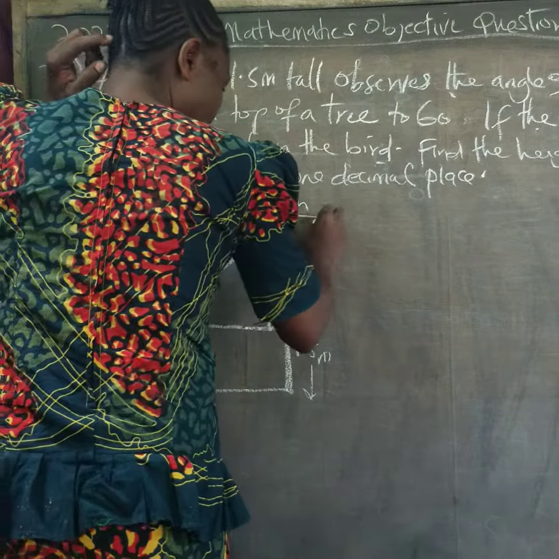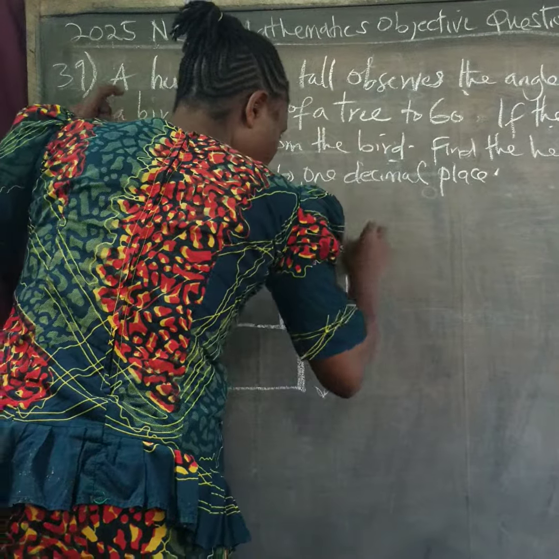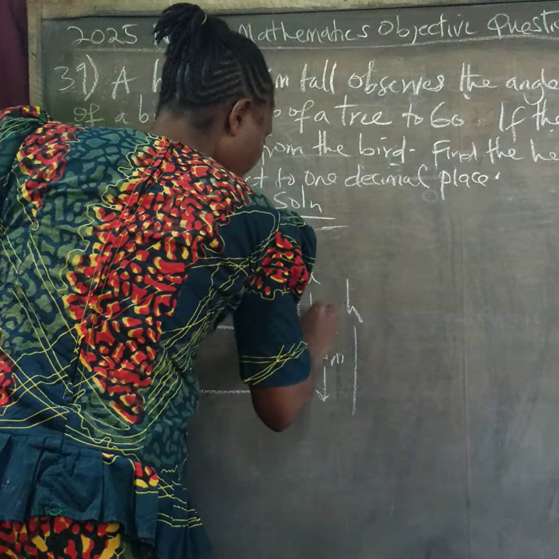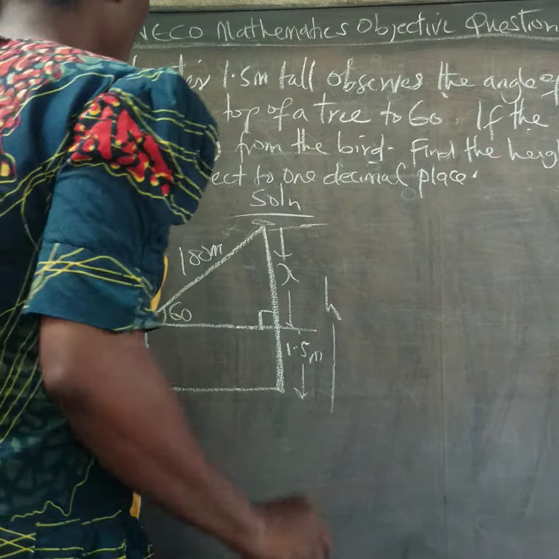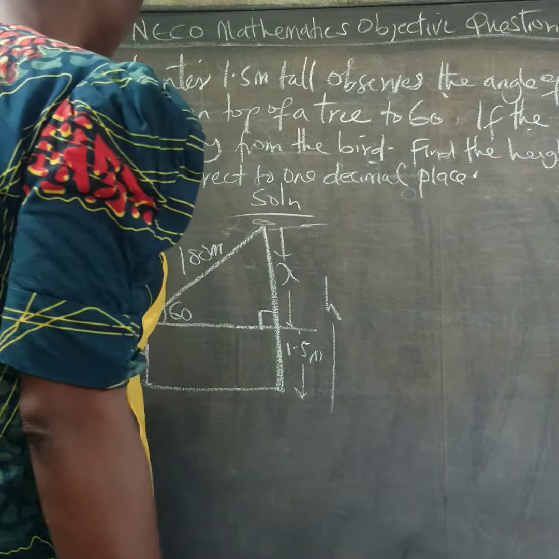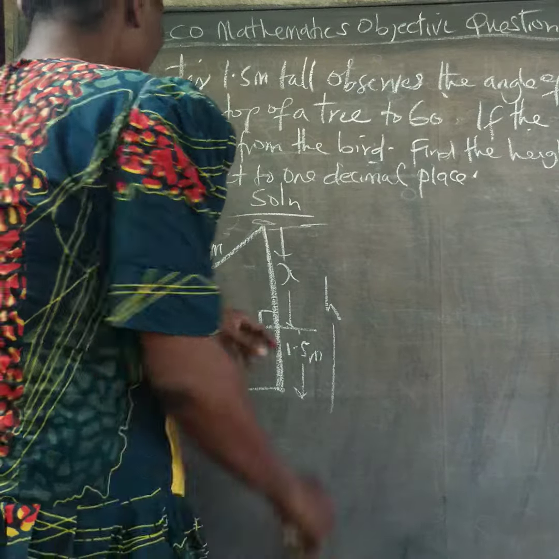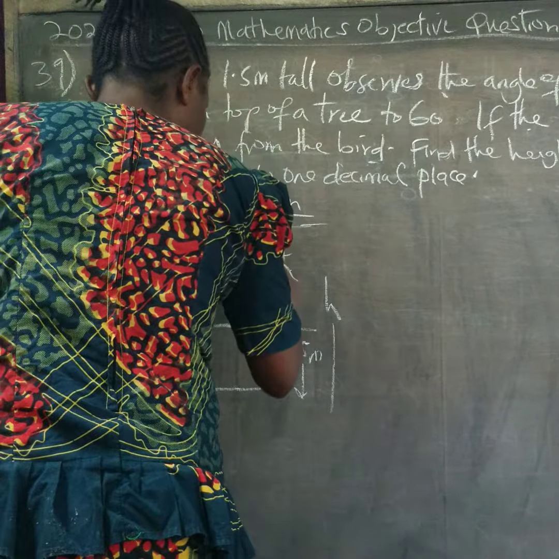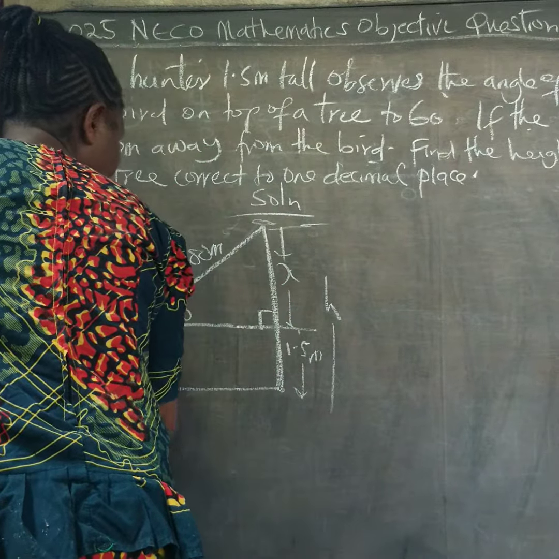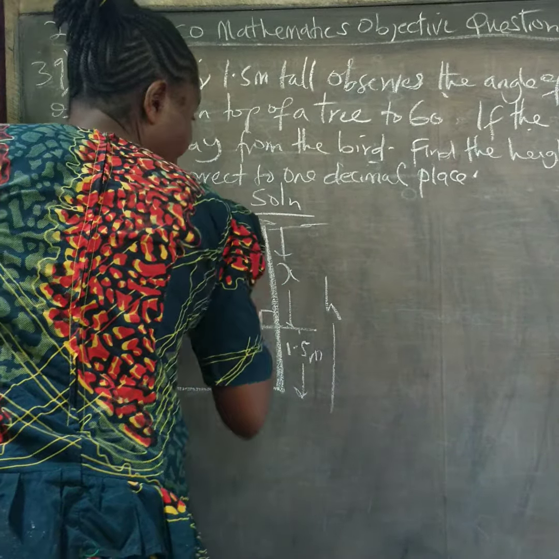So let the height be H. And this remaining distance, I call it X. Now let me find X. After finding X, I'll be able to find the height of the tree. So looking at this diagram, from here to here is the opposite, and this is the adjacent, and this is the hypotenuse for this right angled triangle.